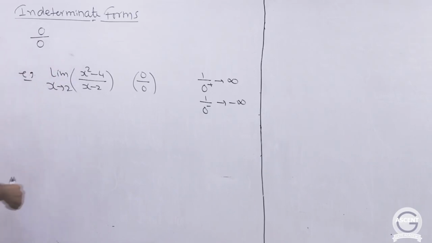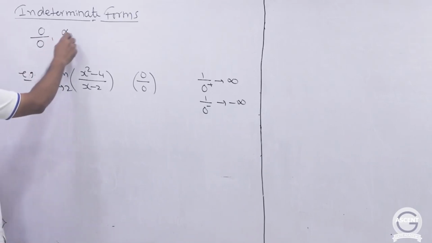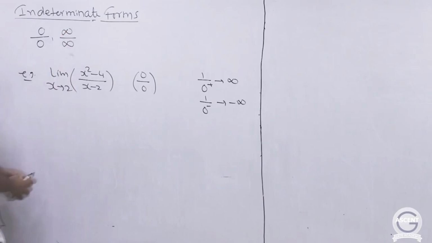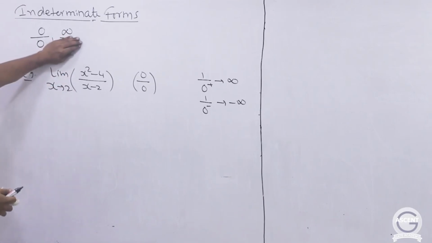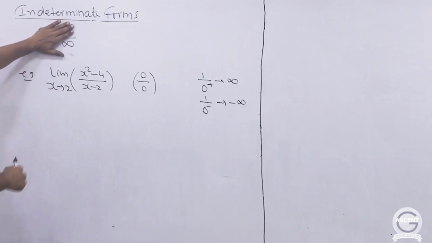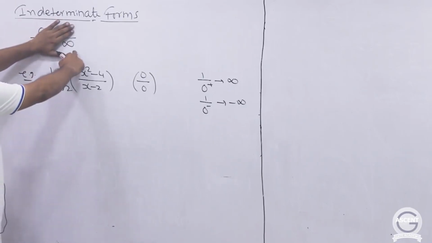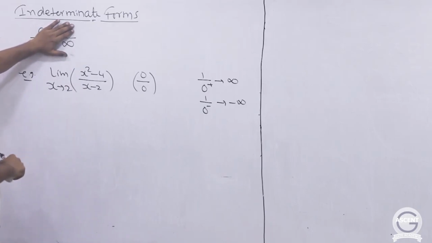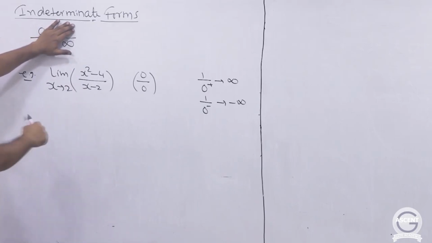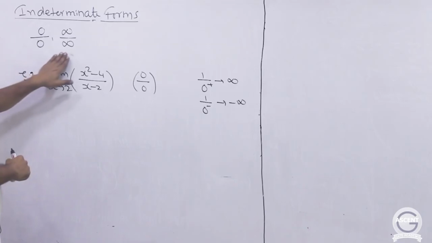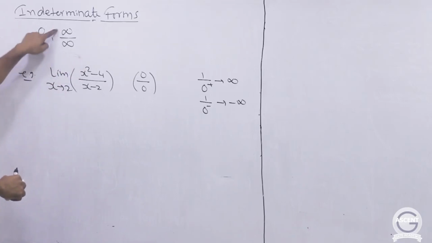Similarly, this infinity by infinity is also indeterminate, because infinity divided by any number should be infinity, or minus infinity if the number is negative, and whatever be the numerator, if the denominator is infinity, then this should be 0. Any finite number divided by infinity, 1 by infinity, should be 0. So therefore this infinity by infinity is called an indeterminate form.